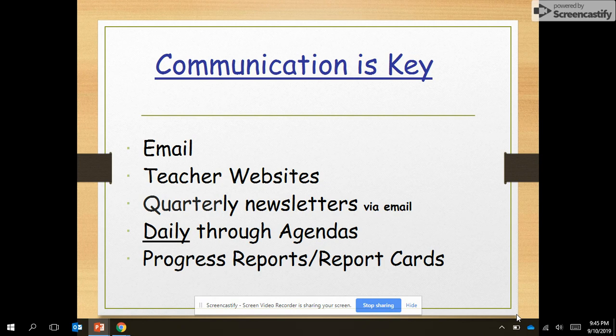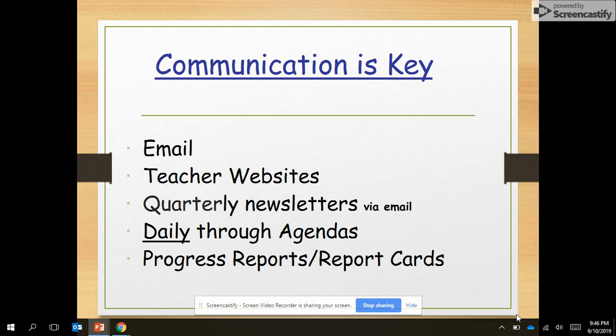We do quarterly newsletters, so the quarter one newsletter was recently sent out. This way, it'll inform you of anything that's upcoming or if anything's due and needs your attention. Daily through agendas, we recommend that parents look through their child's agenda daily, whether looking at the behavior sheet or all the subjects in their agenda to see what's due. Some teachers require the parents to do a signature in the agenda. Some don't. Just depends on the teacher and it depends on the student and how they are with their academics.